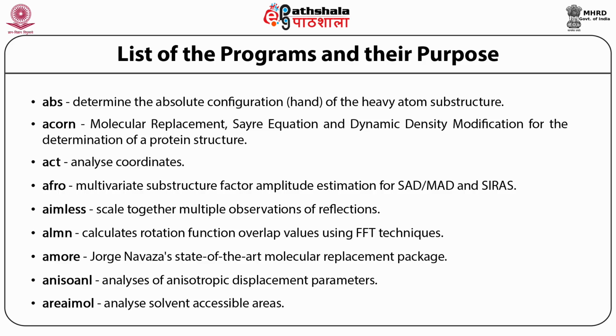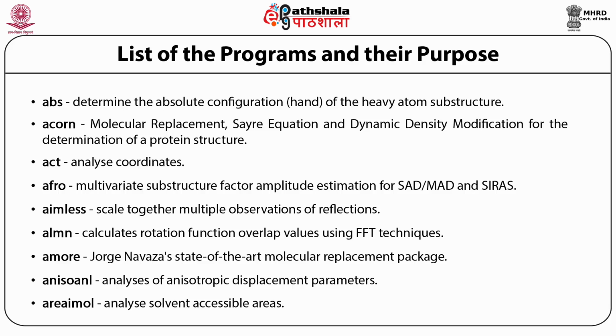The first program is called ABS, which will determine the absolute configuration of the heavy atom substructure. And ACORN is a program written for application of direct methods in case of macromolecules when we have atomic resolution data available, and this program comes from the University of York group from England, and this has molecular replacement, Sayre equation and dynamic density modification for the determination of a protein structure. This program ACORN will be dealt with in a separate module.